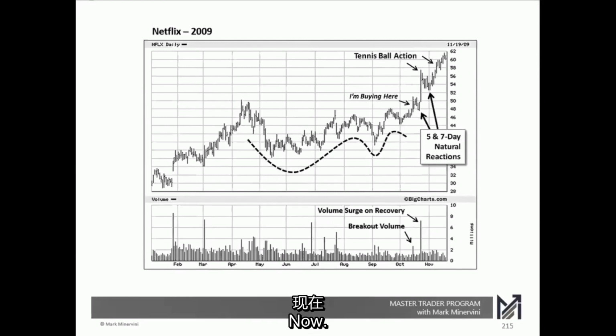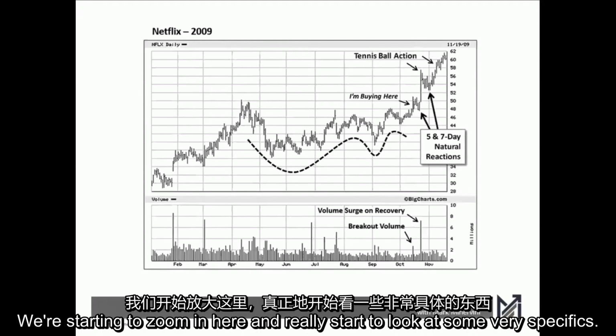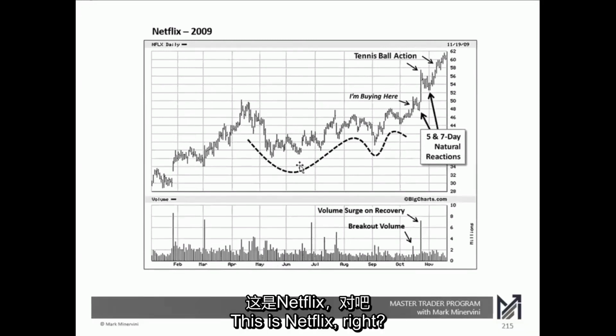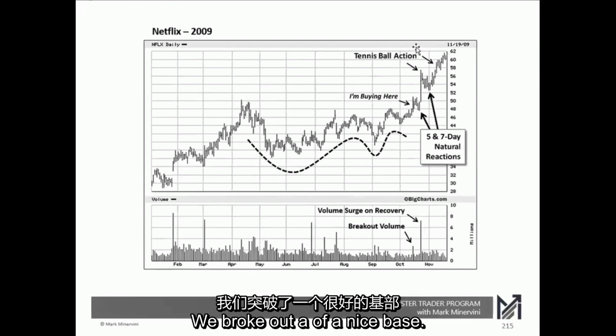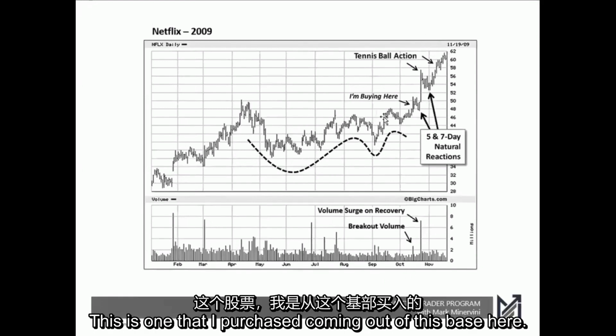We're really coming down now. We're starting to zoom in here and really start to look at some very specifics. So this is Netflix, right? We broke out of a nice base. This is one that I purchased coming out of this base here.